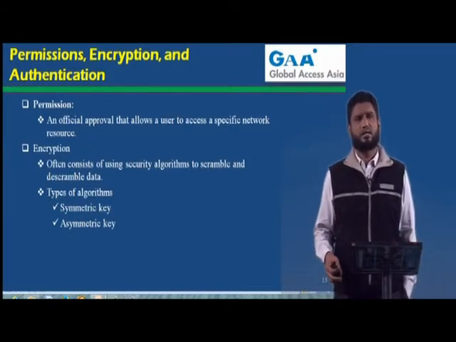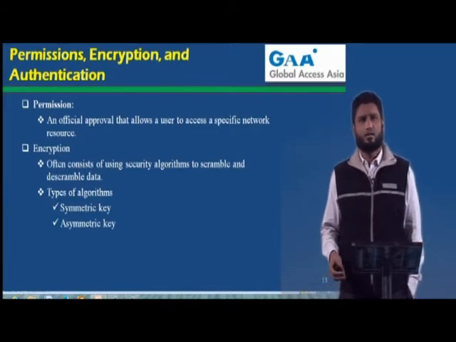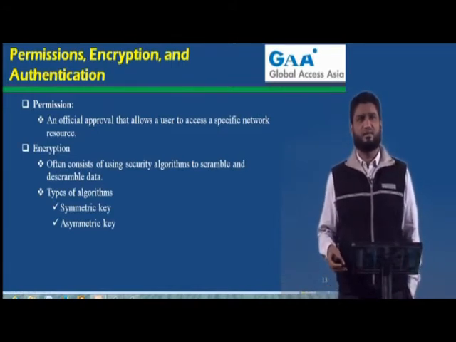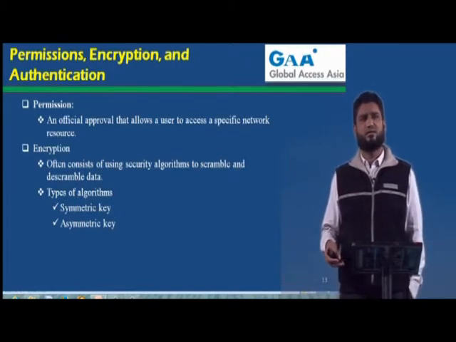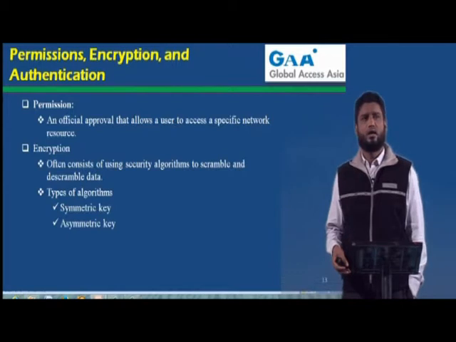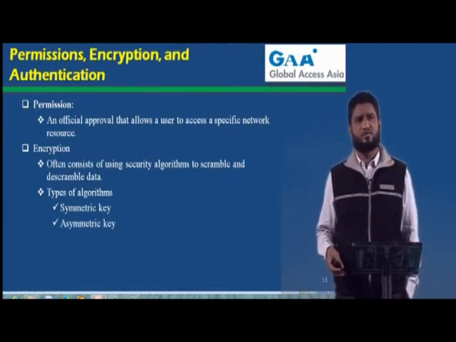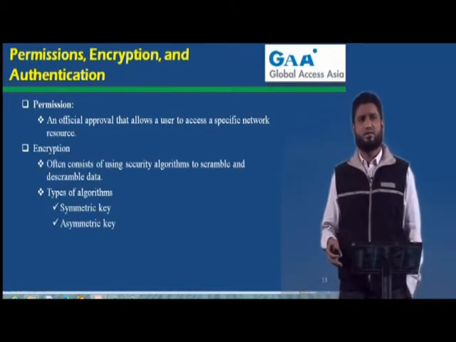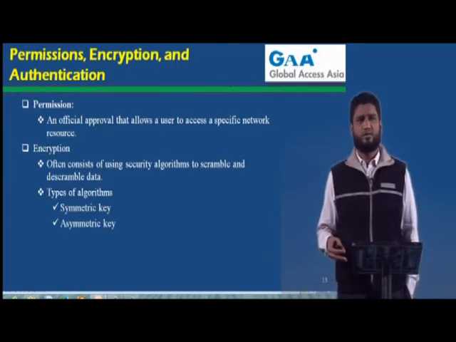The permission here is the official approval that allows a user to access a specific network resource. Encryption often consists of using security algorithms to scramble and descramble data. Types of algorithms: symmetric key and asymmetric key. So that means the encryption process can be used here.